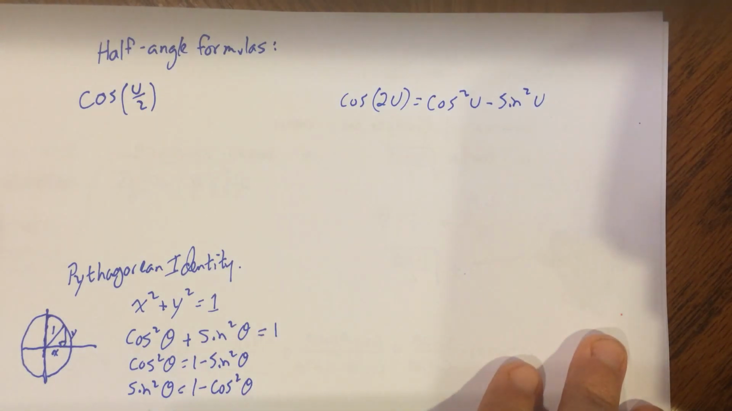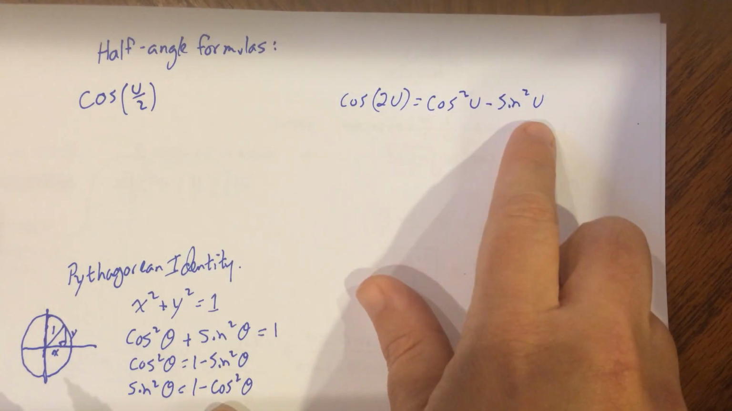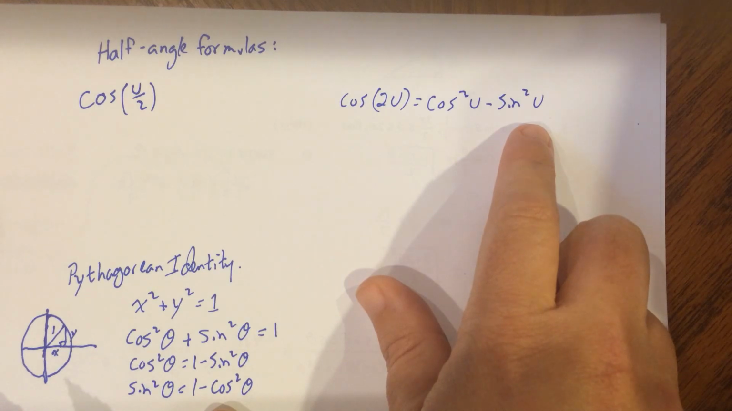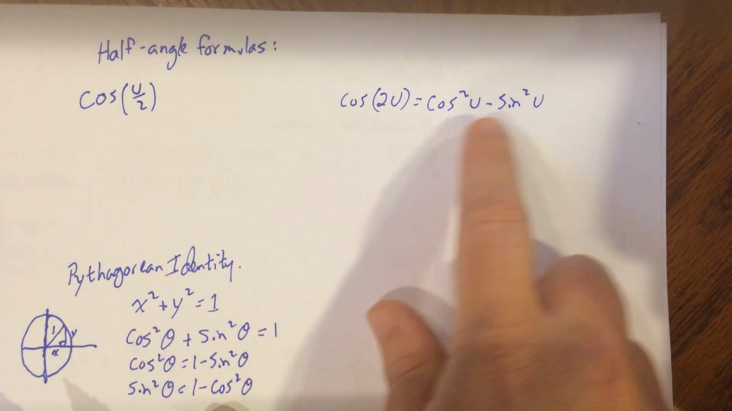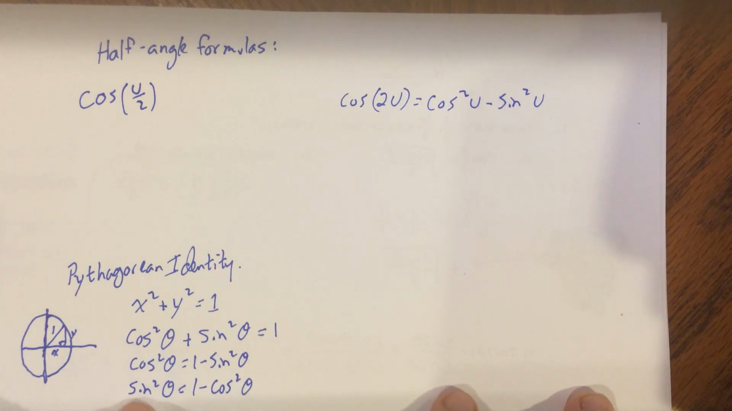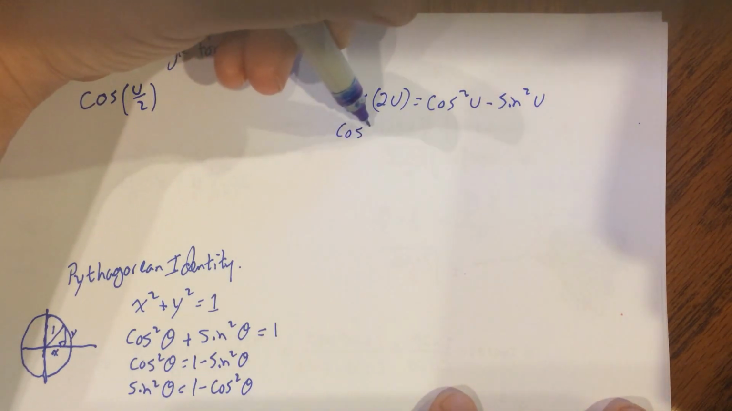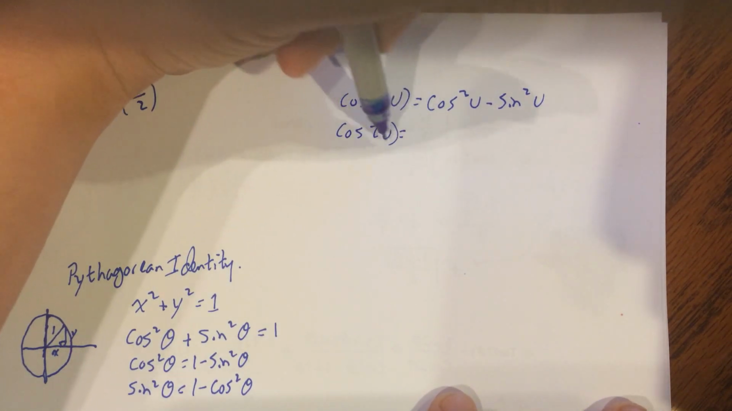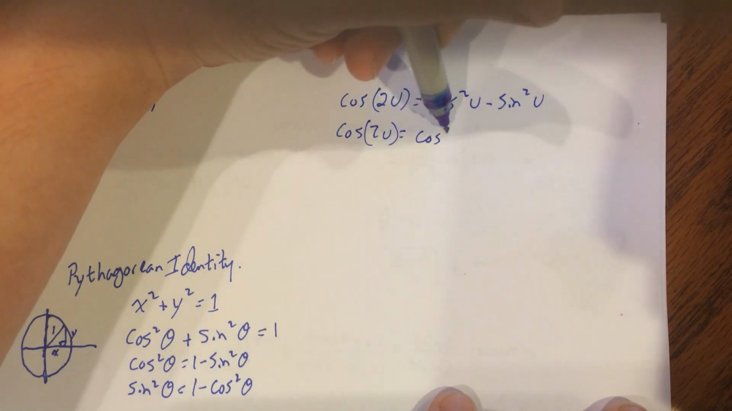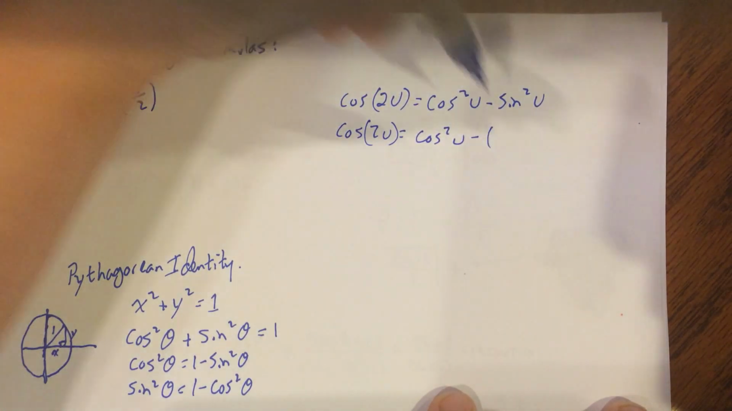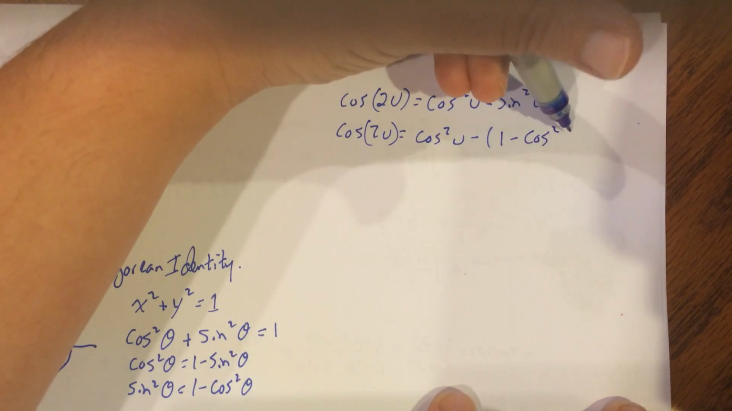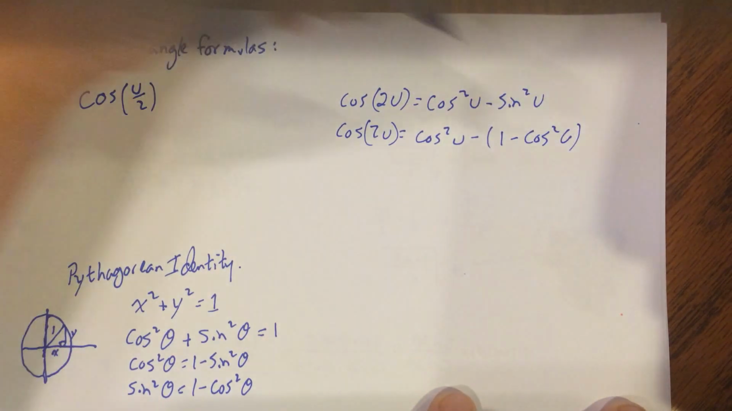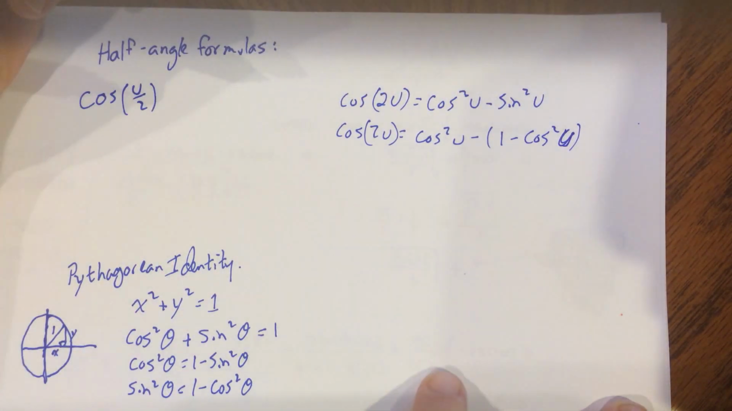So how could I use it here? Well, it'd be nice if I could get everything in one unit. Since I have a sine squared u there, and I'm looking for cosine, I might as well put it in terms of cosine. Instead of sine squared u, I'm going to sub in 1 minus cosine squared u. So I'll write that out: cos of 2u equals cos squared u minus, in parentheses, 1 minus cos squared u. It's a weird looking u. I think I was trying to make a theta.